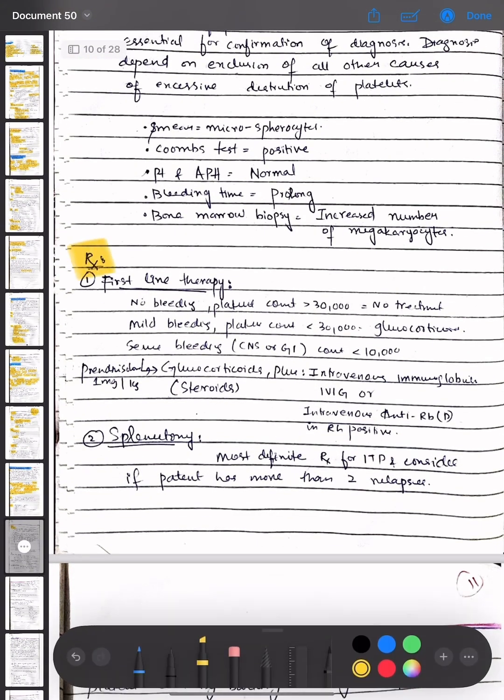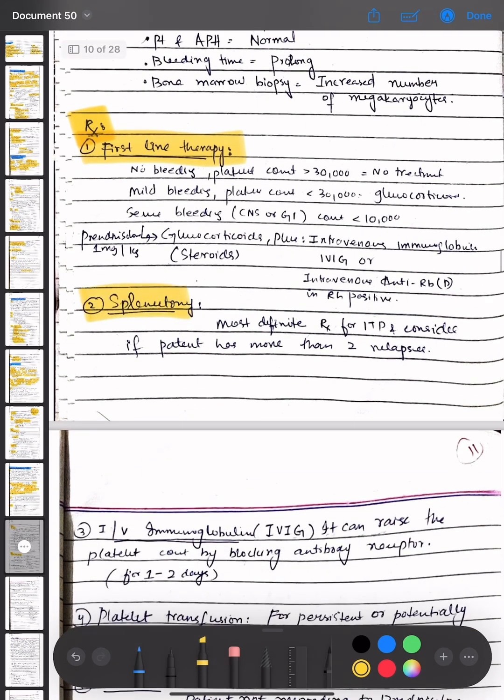The treatment options for ITP: first line therapy is, if there is no bleeding and platelet count is greater than 30,000, then no treatment. If mild bleeding is there and platelet count is less than 30,000, then glucocorticoids are given. If severe bleeding, that is CNS or GI, and count is less than 10,000, then prednisolone, glucocorticoids plus intravenous immunoglobulins are given. Intravenous anti-D in Rh positive patients.